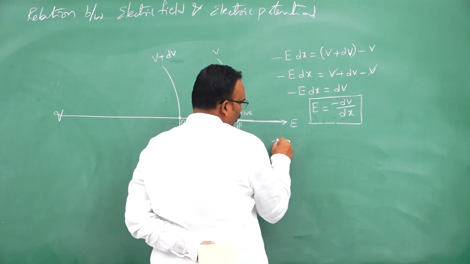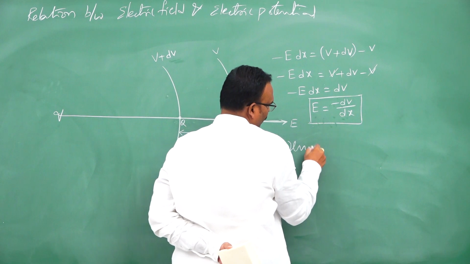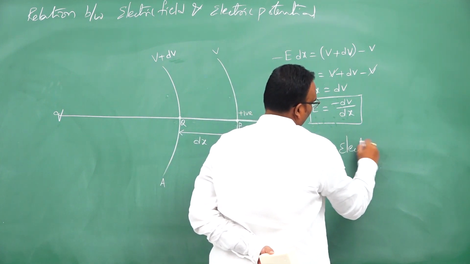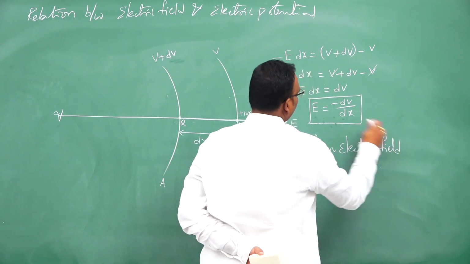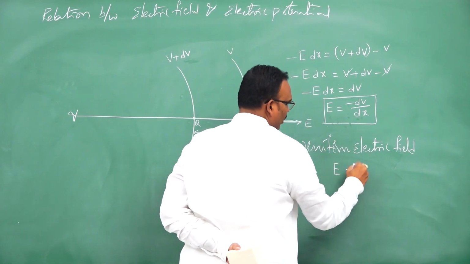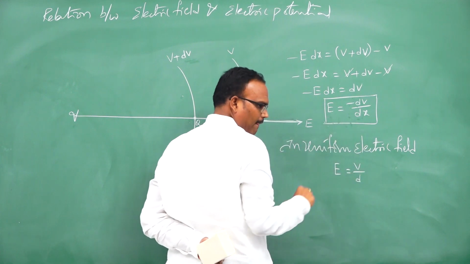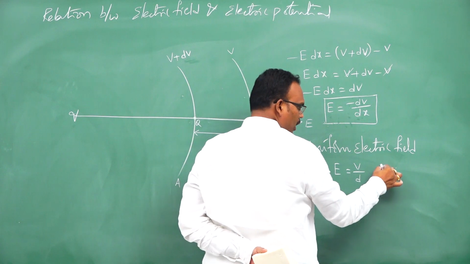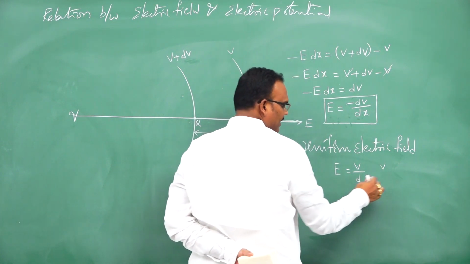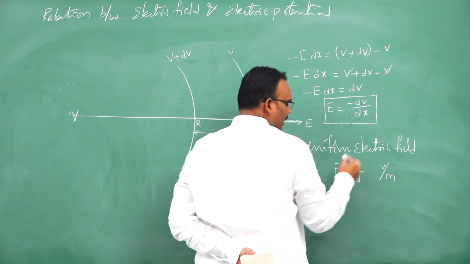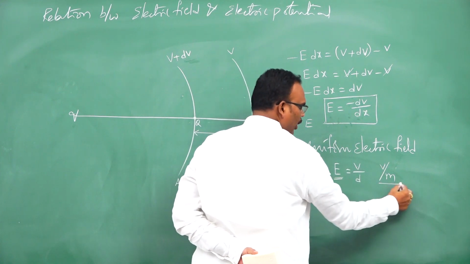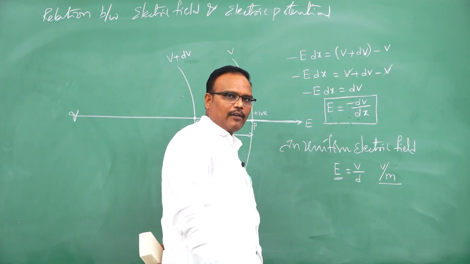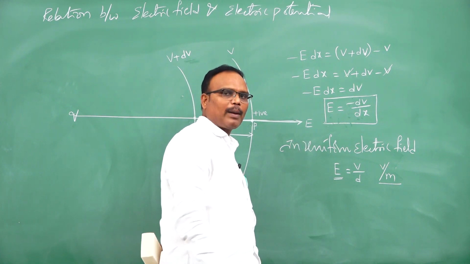Okay, in a uniform electric field, I can write this expression as E is equal to V by d. V is potential, that means the SI unit is volt. Distance unit is meter, that means for electric field we have one more unit, that is volt per meter. Here onwards we can write the SI unit of electric field as volt per meter.